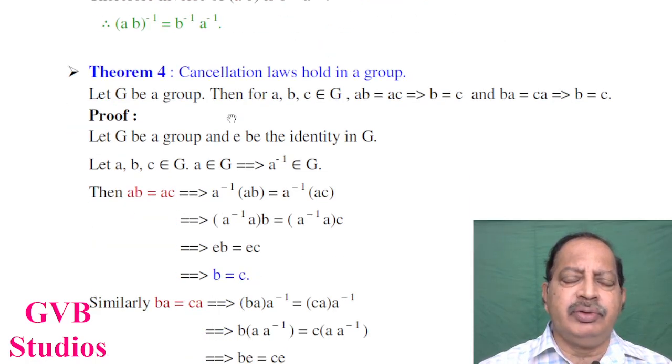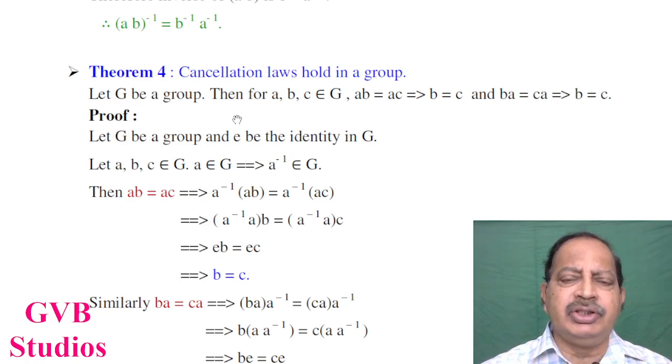Next we go to theorem 4. It is known as cancellation laws hold good in a group. In our algebra, we know that there are cancellation laws. In equations, we can cancel some number on the left side part and right side part if there is an equation in algebra. So likewise, in the group also cancellation laws hold good. That means we can cancel an element from the left side or from the right side of an equation.